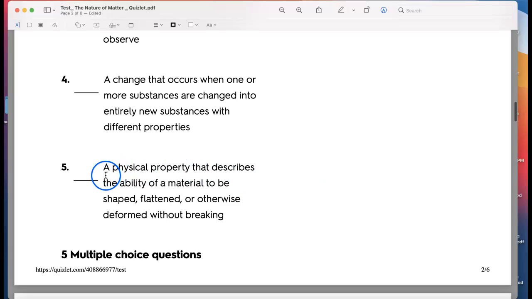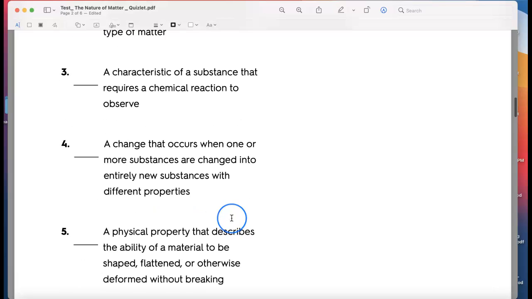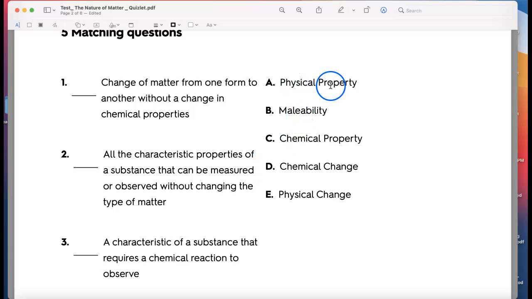And then on number 5, it says a physical property that describes the ability of a material to be shaped, flattened, or otherwise deformed without breaking. Your options are physical property, malleability, chemical property, chemical change, physical change.